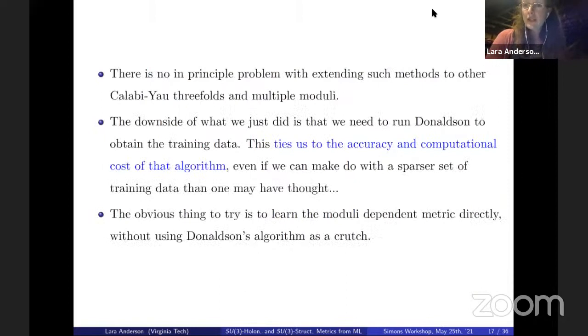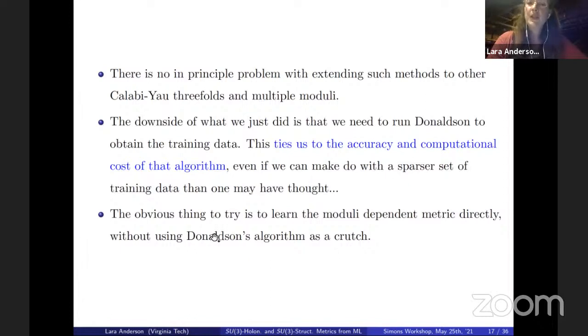So I illustrated this for the Fermat quintic with a single parameter. There's no in principle problem with extending these methods to other Calabi-Yau threefolds and of course higher numbers of moduli. The downside of what we just did in terms of a supervised learning experiment, in which you are learning complex structure by running the Donaldson algorithm and training the neural network, is that this, of course, has tied the whole process to the accuracy and computational cost of the Donaldson algorithm itself. So even if you can make do with a sparser set of training data than you might have thought, which is great, this still has its limitations.